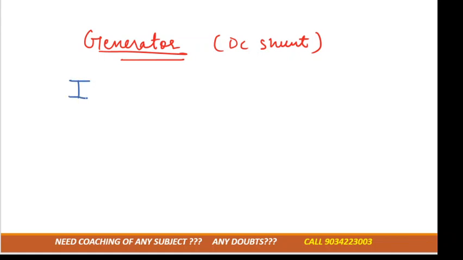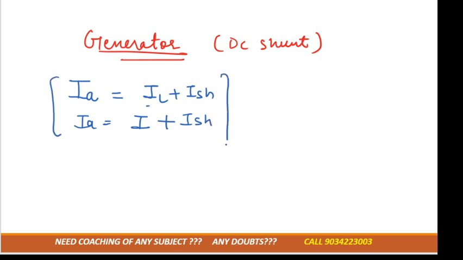For the DC shunt generator, IA would be equal to IL plus ISH. Here IL is the line current. In some books they mention line current, or in some books they mention the total supply current. It is one and the same thing, don't get confused. I is basically the total current.